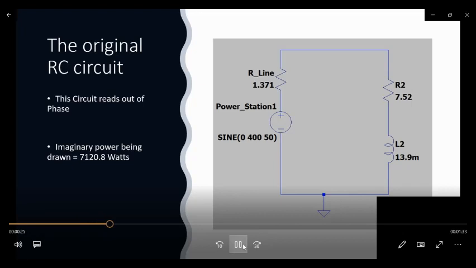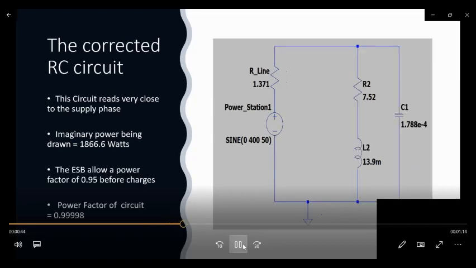This circuit, when run in LTspice, shows out of phase from the supplied power and has a very high imaginary power usage. Its imaginary power being drawn is 7,120.8 watts. All of this is useless as it is wattless power and is just costing money to disperse. This is the corrected RC circuit, where we've added in a capacitor and calculated its capacitance so that it should read more in phase, if not in phase.